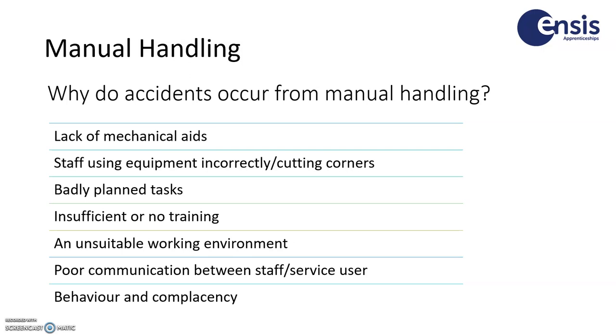And staff's behaviour and complacency. One of the easiest ways to make errors is when you become complacent, where you've done that task every single day and you think you know how to do it perfectly. You get complacent, you start cutting corners, and accidents will happen.